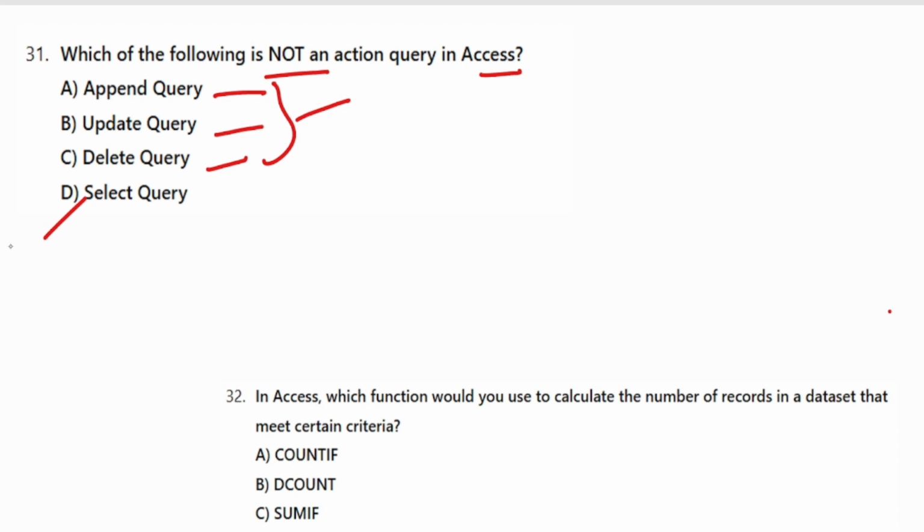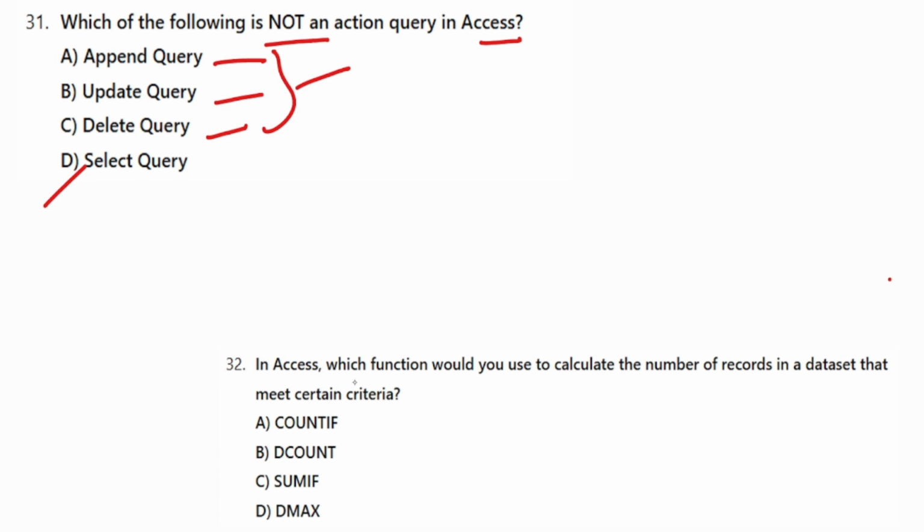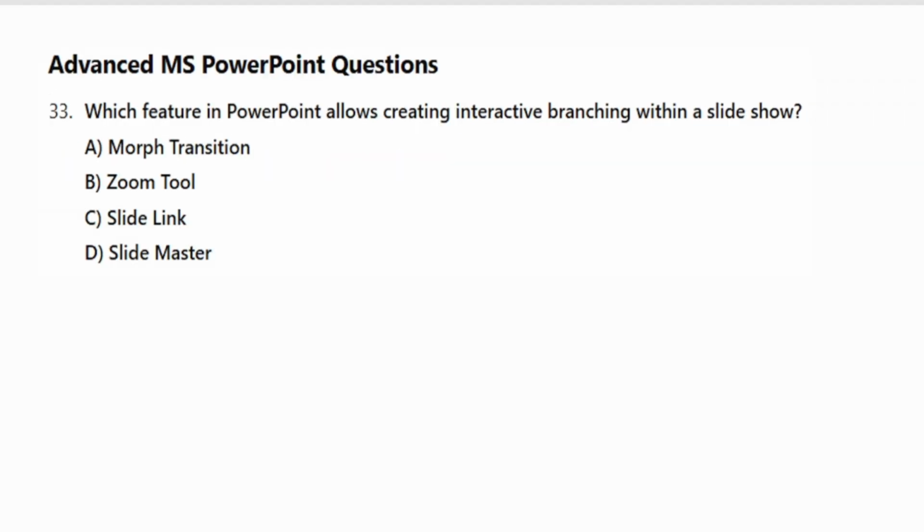नेक्स्ट क्वेश्चन इज in Access, which function would you use to calculate the number of records in a database data set that meet certain criteria? So the correct option here is DCount. Basically DCount counts the records that meet a specified criteria in Access, whereas other options like COUNTIF and SUMIF are used in Excel, not Access. So the correct option is option number B. Now move to the next question.